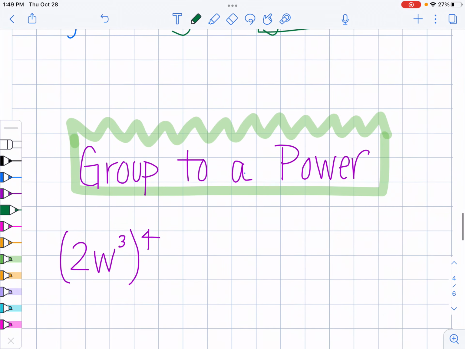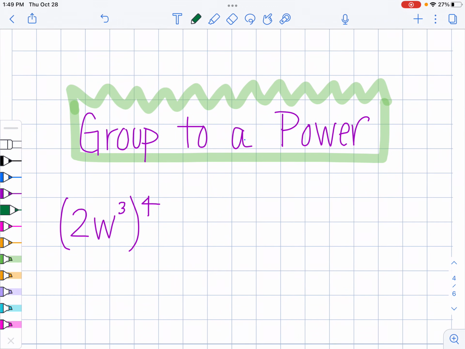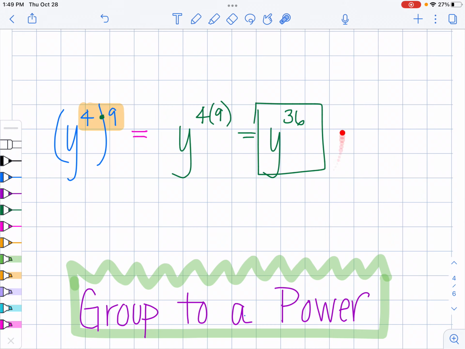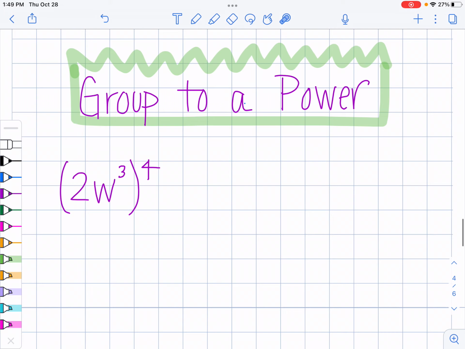Okay, now this is not a separate rule, but I put it like a crown around it because it's a little bit more advanced, but you're going to see this. There's no name for this, but I call it a group to a power. When you have a group to a power, the concept is the same as up here when we're doing power to a power, where we multiply our exponents. However, we have to take it one step further and remember that we also have something else, not just one single variable, that goes with it. So we're going to look at this the same way.